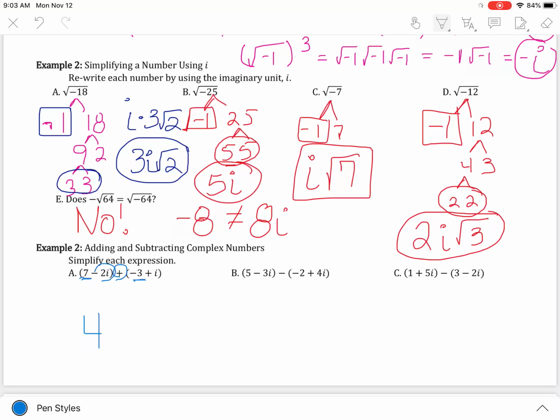Next, I'm going to add the letter i's together. Treat it just like you would any variable. Negative 2i plus i is a negative i. Final answer.